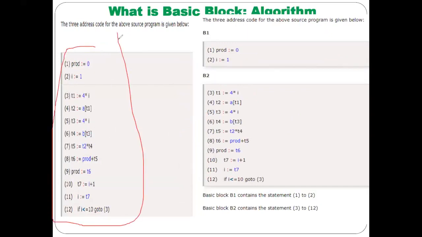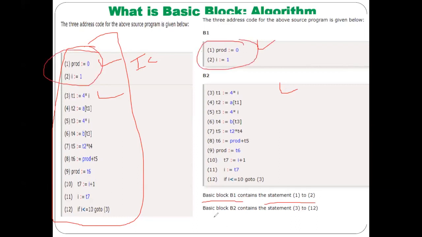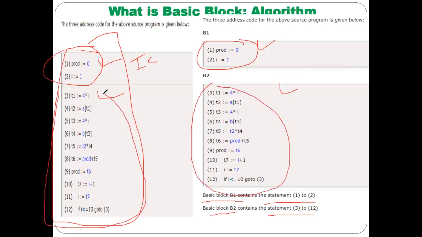So for this intermediate code, there are two leader statements and two basic blocks. Basic block B1 contains statements 1 to 2. Basic block B2 contains statements 3 to 12. Why did basic block 1 end at this point? Because after the second statement, the next leader statement starts. After leader statement 3, there is no further leader, so the whole remaining code comes under basic block 2.